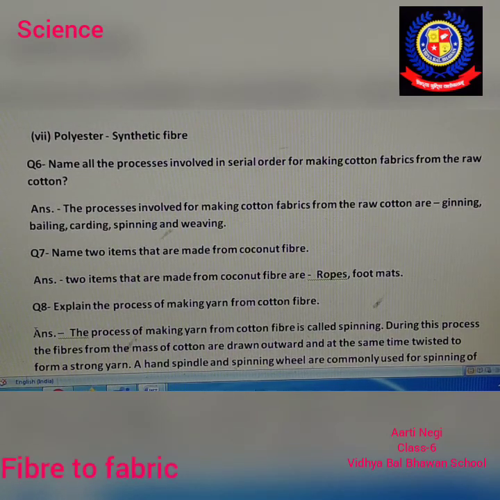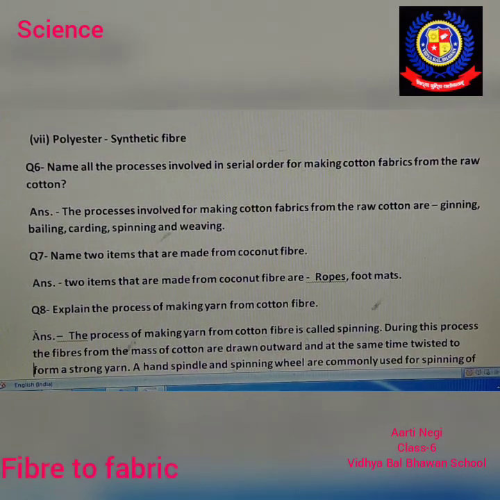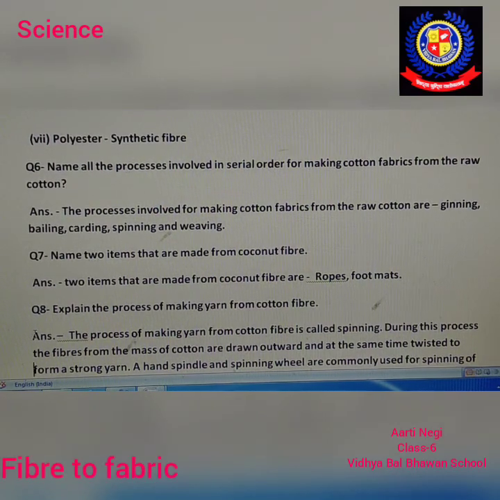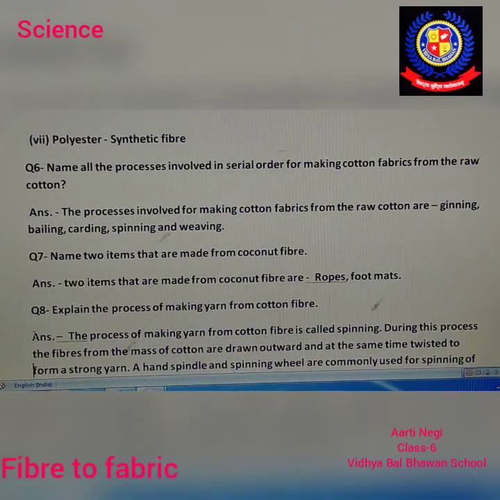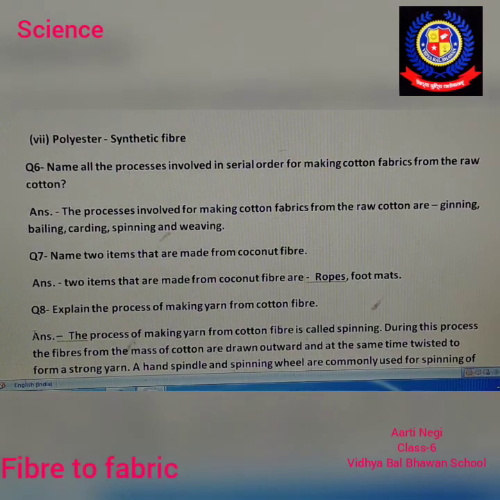Now question number 7 here is: name 2 items that are made from coconut fiber. Okay, so the 2 items that are made from coconut fiber are ropes and foot mats. And apart from these 2 options, we can write rags and carpets.